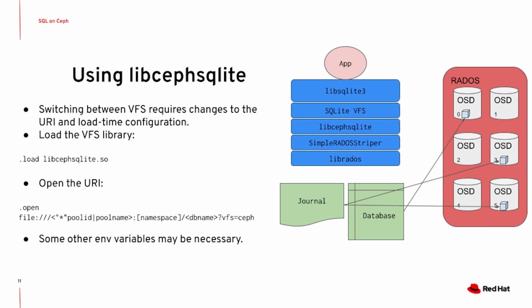It loads it up. And then you open the URI associated with Ceph SQLite, which involves specifying a pool ID, a RADOS namespace in the pool, which is optional, and then the name of your database, and then the VFS, which would be Ceph. That's all there is to it. Depending on your situation, there may be some environment variables you may need to set, namely like where the Ceph conf is, or any additional arguments you want to specify. If you want to use a particular credential in your keyring for your Ceph SQLite, you would use Ceph args for that.